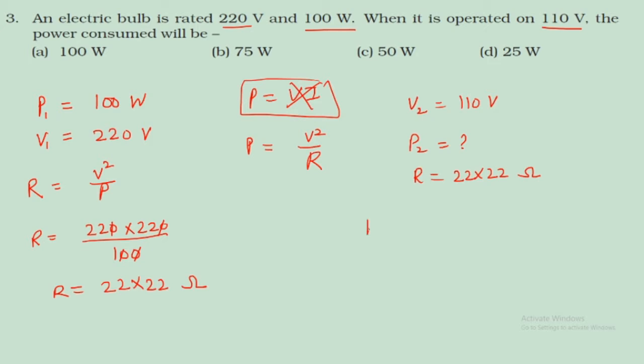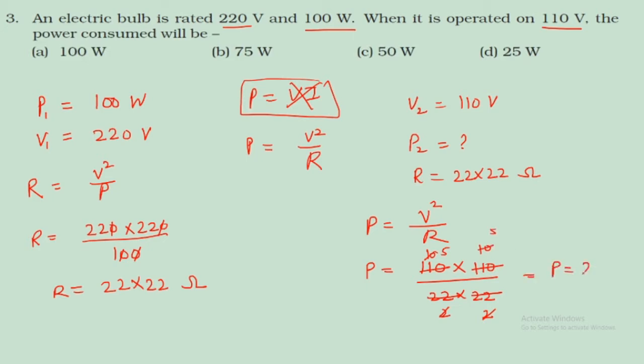Now P equals V square upon R. So P is equal to, what is V? V is 110 multiply 110 upon 22 multiply 22. So we get here 2, 10, here we get 2, 2 is cancelled with this 10, we get 5. 2 is cancelled with 10 with 5, and we get P is equal to 25 watt.